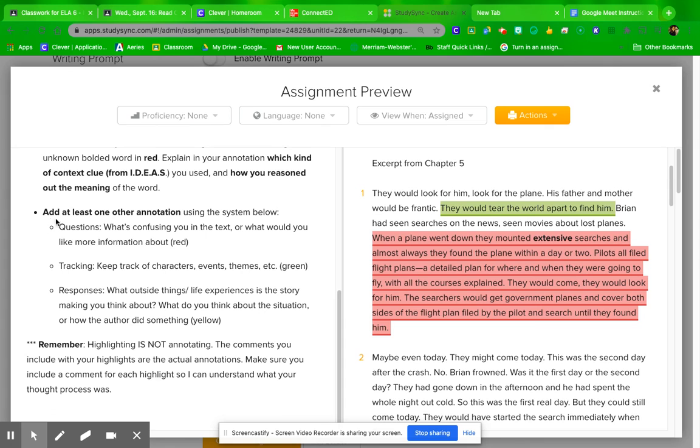I also need to find at least one other annotation. Using the system below, we can ask a question on something that we don't know. We can track Brian's mindset in green, or we can respond to the experience of reading the story and making connections in our own lives. The one other annotation will be marked yellow. Remember that highlighting is not annotating. The comments that you include with your highlights are the actual annotations.